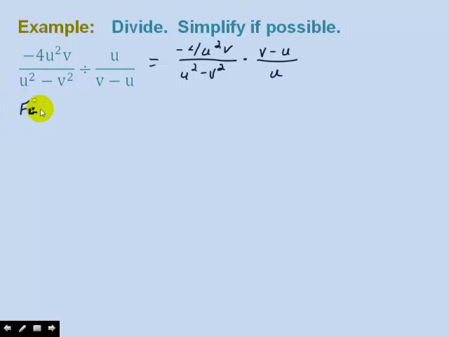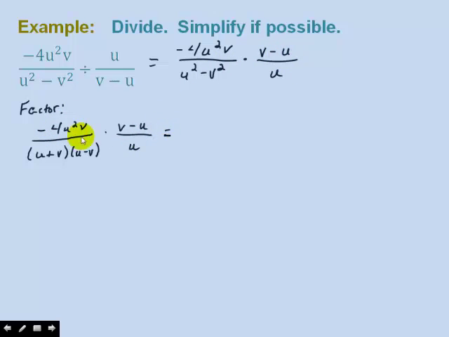Now we're going to do our factoring. Our first numerator, there's nothing to be done there. Our first denominator, since we have u squared minus v squared, this is the difference of squares. So we can factor this as (u plus v) times (u minus v). And for our second rational expression, there's nothing we can do there to factor either. And again, notice that in this step, we're not doing any kind of canceling.